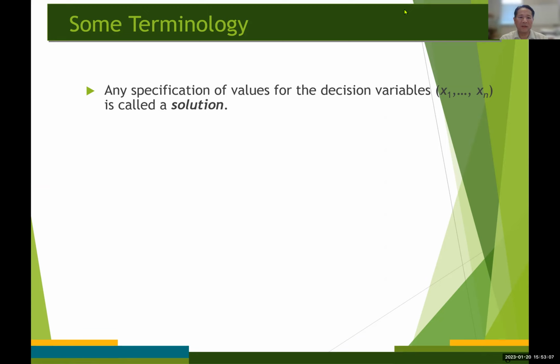First of all, I'm going to discuss a couple of professional terminologies related to LPs. So first, the solution. In our everyday life, the term solution means the final answer to a certain problem, right? But in linear programming models, any specification of values for the decision variables, X or Y, is called a solution, okay?